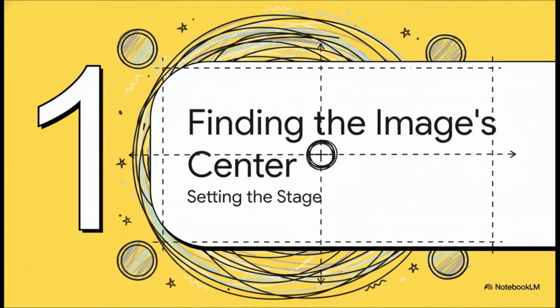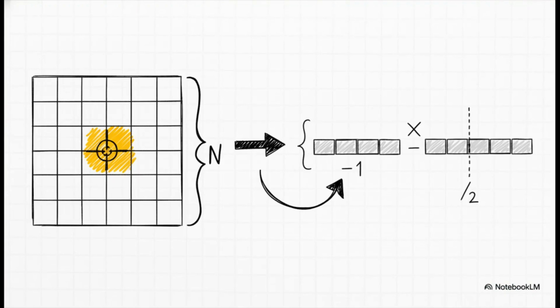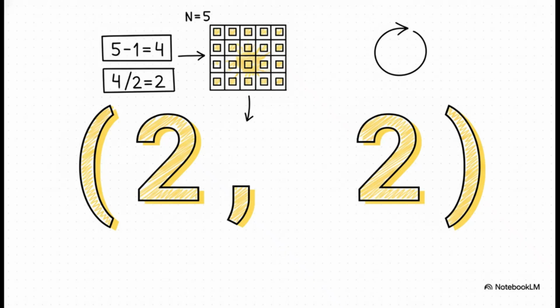Okay, first things first. We have to find the image's center. See, if we want to create a description that doesn't care about rotation, we absolutely need a stable pivot point, a central anchor. This is a crucial first step because literally everything else we're about to do depends on it. And luckily, for a square image of size n, the formula for this is beautifully simple. You just take the dimension, n, subtract 1 from it, and then divide the whole thing by 2. That gives you the coordinate for the center. So for our 5x5 image, n is 5, right? So 5 minus 1 is 4, and 4 divided by 2 is 2.